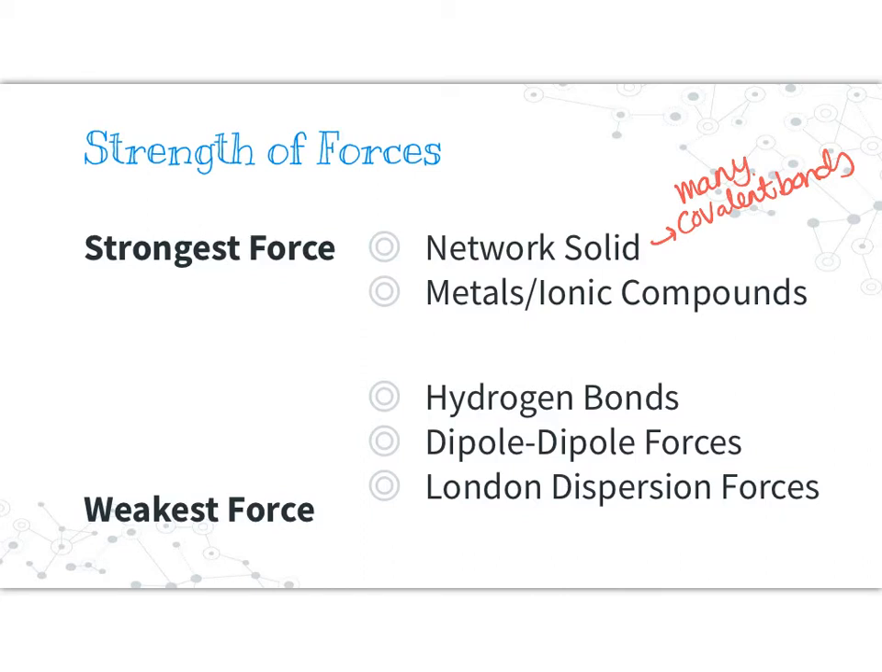Now we put metals and ionic compounds on the same level here. Metals and ionic compounds, to break those or move those elements or ions apart, we have to break the metallic bonds or we have to break the ionic bonds. Either way, it's a lot of work, not quite as much as these covalent bonds because there are so many that we have to break at once in that network solid.